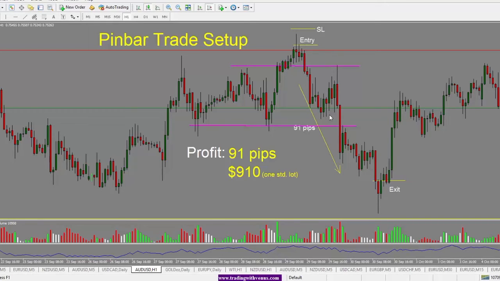We sell this and stay with the trade till we get a reversal signal in the opposite direction, which is this bearish pin bar and a bullish engulfing candle. So this is where we exit the trade. From entry to exit here, we have 91 pips in the trade, which means $910 in profit if trading with one standard lot.